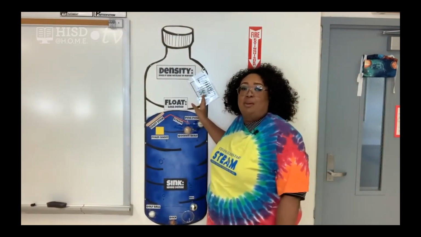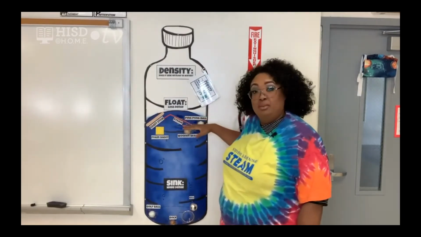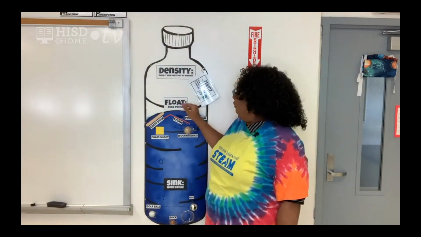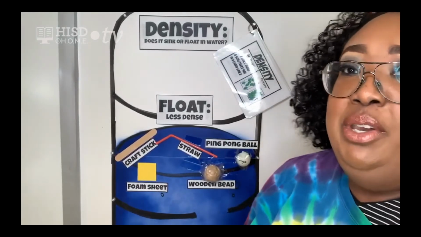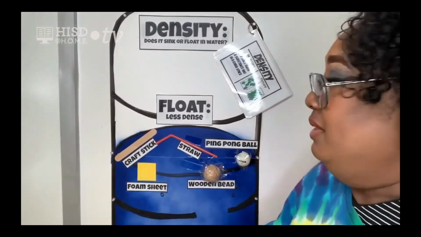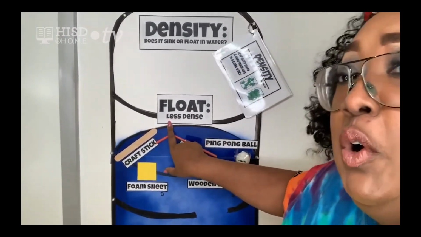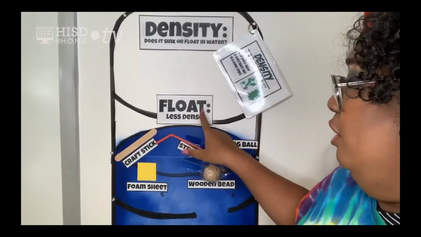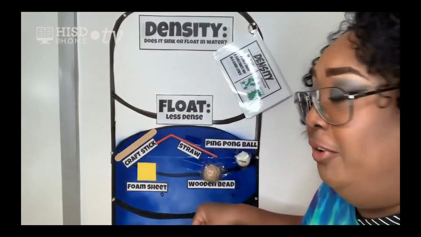Here I have my concept wall, and I have a bottle, and the blue represents the water. And I have float on top and sink on the bottom. Now let's see if we could take a closer look to see which objects floated. So here we are with a close-up shot of float, and of course I use the word less dense, and we're going to come back to this whole concept of density and sinking and floating in the water in just a minute. But let's go back to floating.